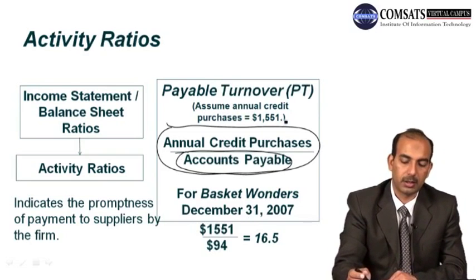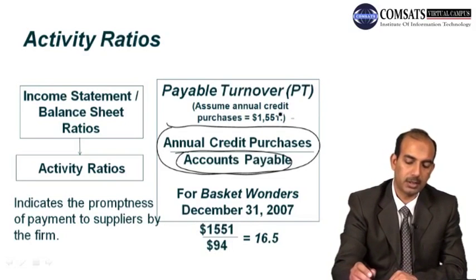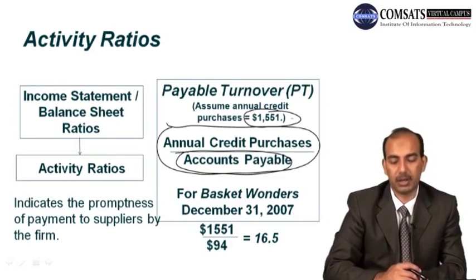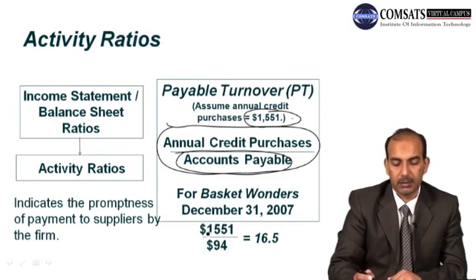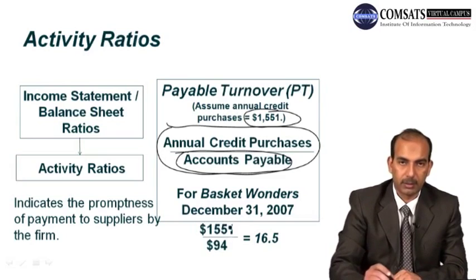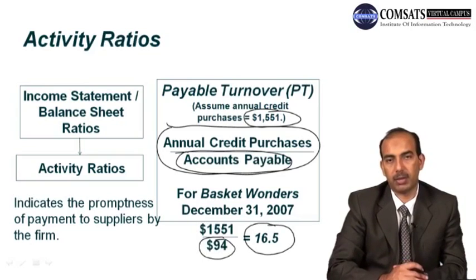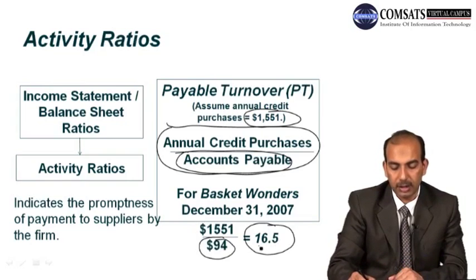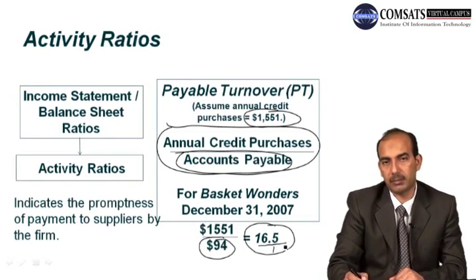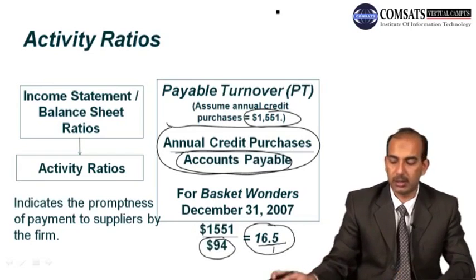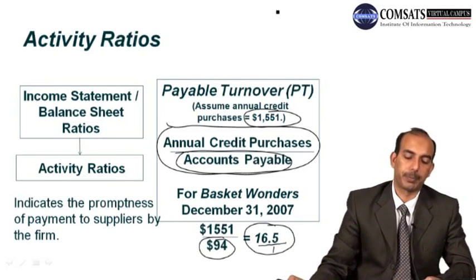So suppose here that credit purchases are $1,551. For Basket Vendors, out of the balance sheet, you have this figure of $94, that is accounts payable, and we get a figure of 16.5. That is, for a purchase of $16.5, the remaining accounts payable is 1. So let's see what is happening in the industry.